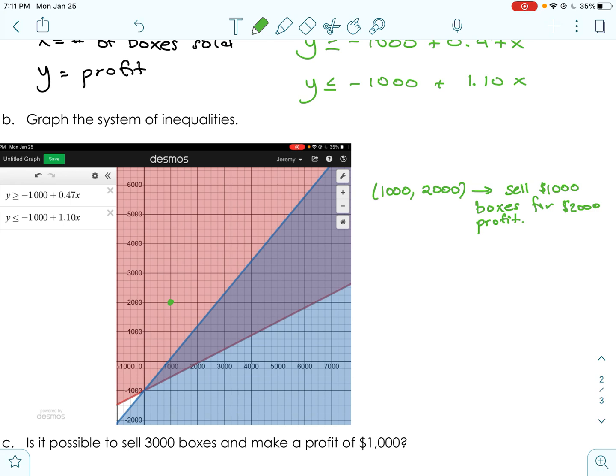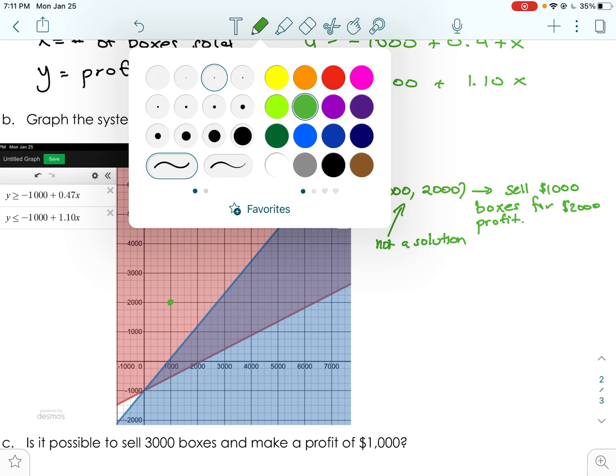This value, this coordinate, this ordered pair, is not a solution. Okay, we know it's not a solution because it does not fall inside of this darker region that is shaded twice, once for each equation, or once for each inequality.